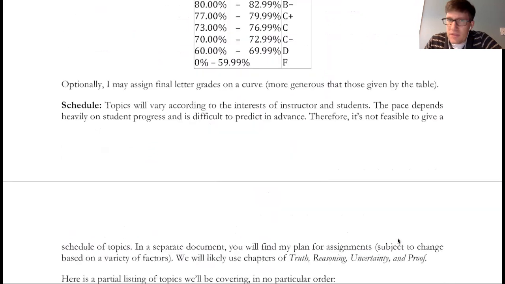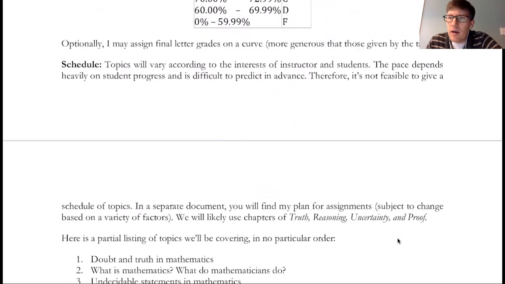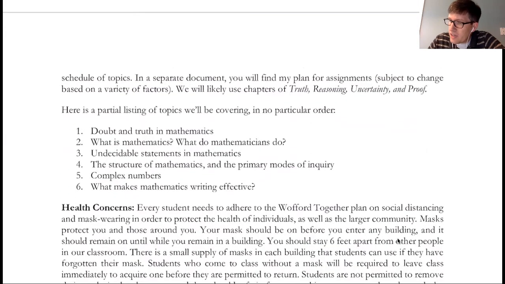Yep. There's also going to be a schedule posted. I'll post that on Moodle as well. That's a pretty rough schedule because it's hard to get a sense of how fast we'll progress through the topics. But I will post that to Moodle, and you can take a look at it when you get a chance. Okay. Here are some of the topics we'll be covering.